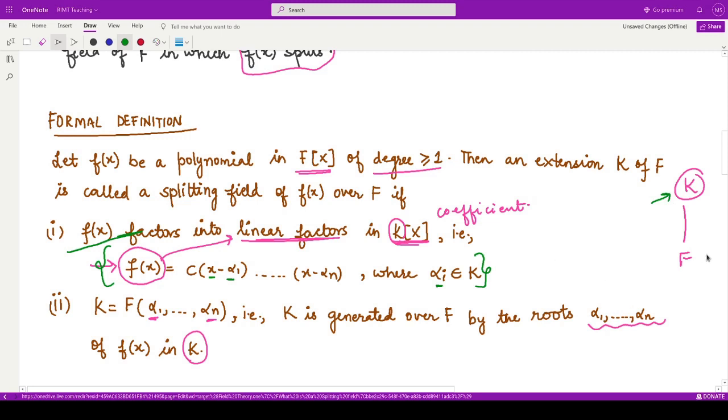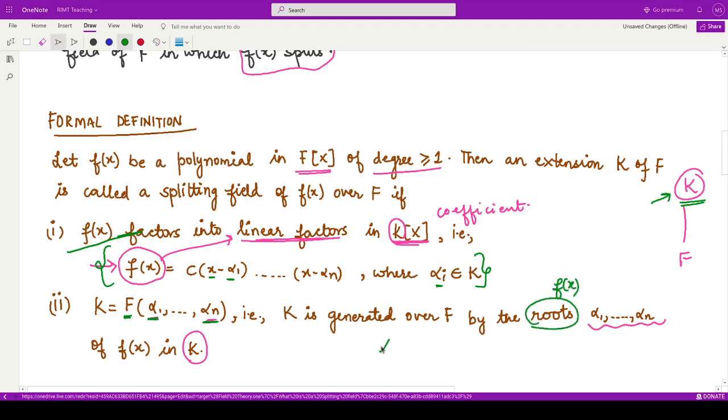And moreover, you can write this upper field extension K as the smaller field F, where all these elements alpha 1 up to alpha n are adjoined to it. And what are these elements alpha 1, alpha 2 up to alpha n? They are the roots of the given polynomial f of x.